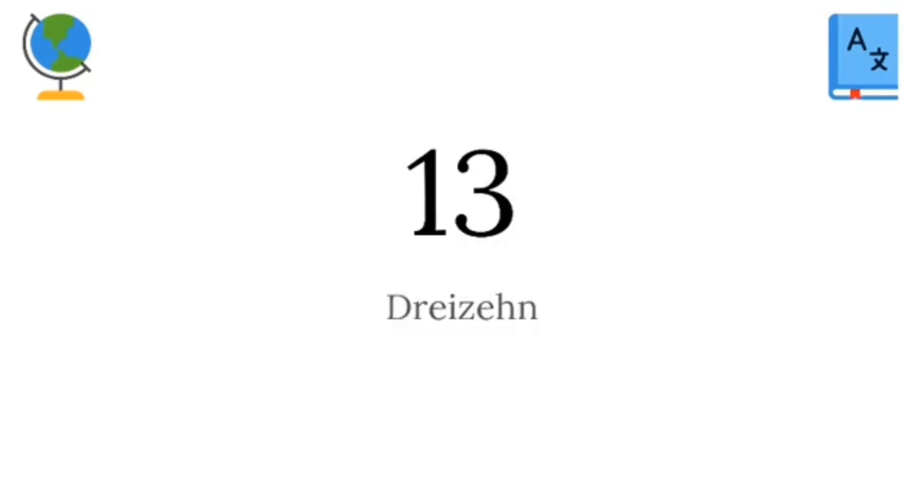Starting from 13, you are going to have to combine two numbers together. In this case, you are going to use the numbers 3 and 10 in this order. 13. In other words, you are going to have to read the numbers starting from the right to the left. Vierzehn.